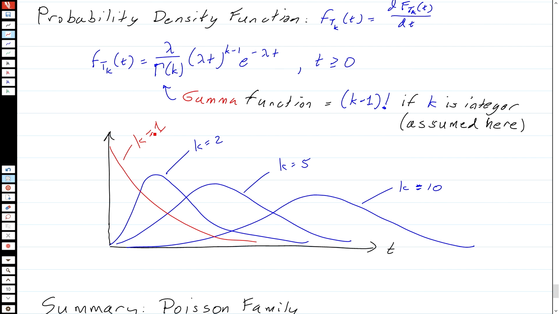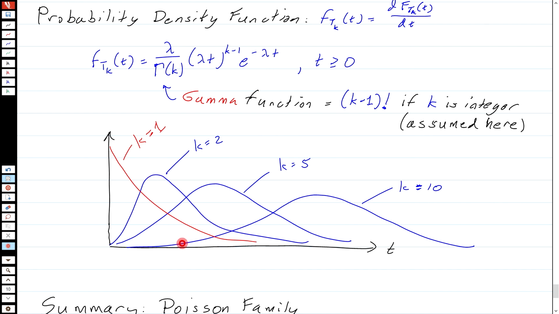But as soon as we have the time to the second, or third, or fourth arrival, the probability of having it at time 0 becomes vanishingly small. So this distribution starts off from 0, climbs up, and then decays.